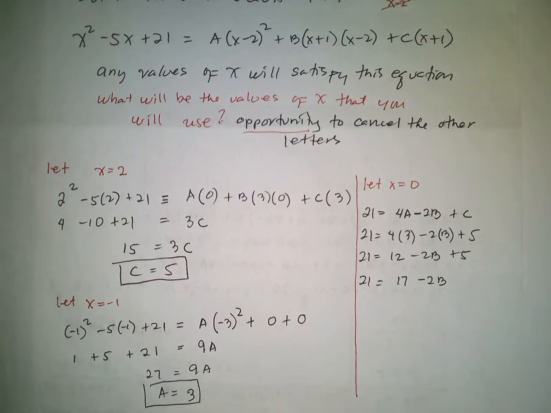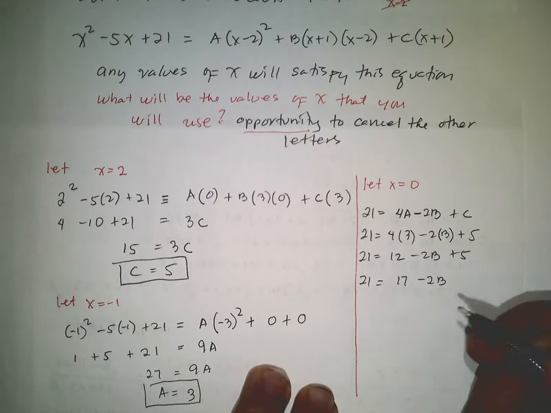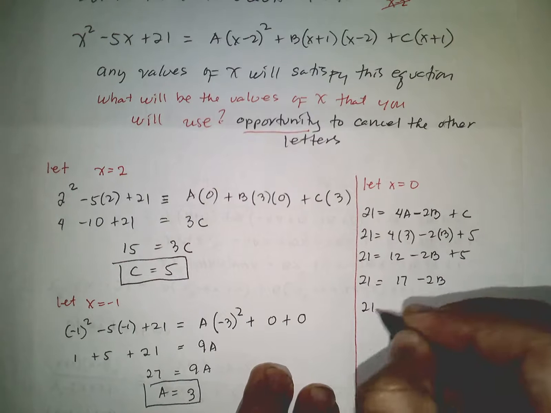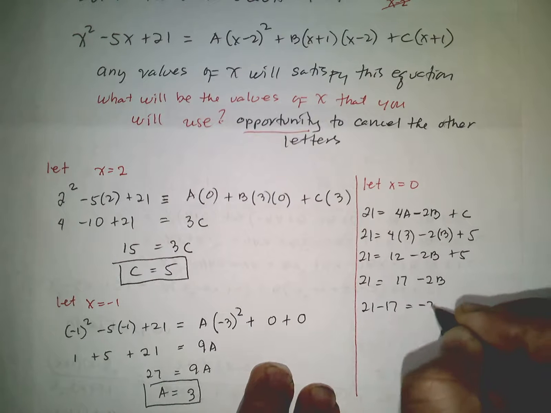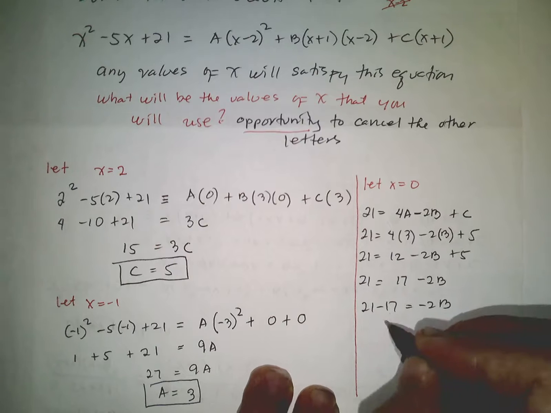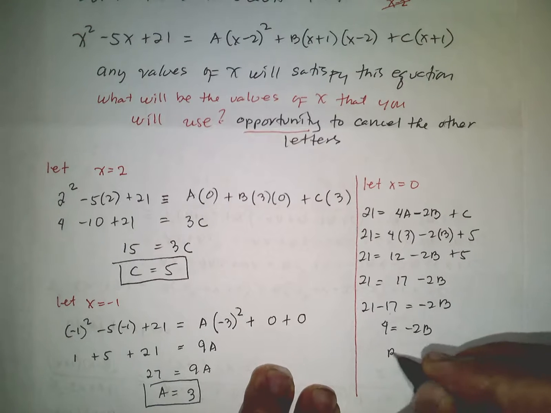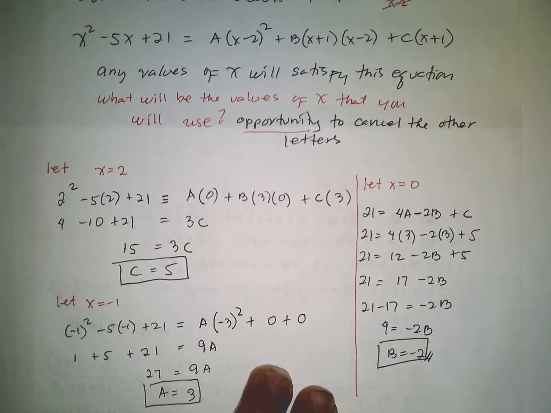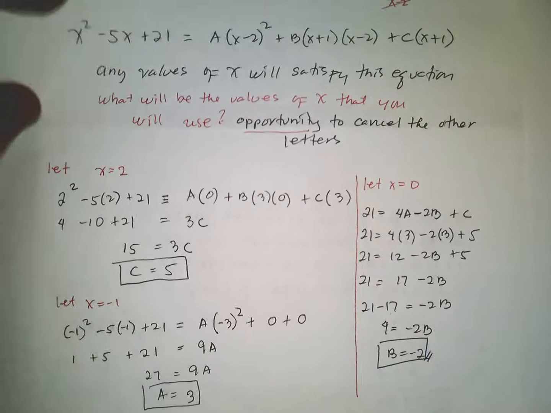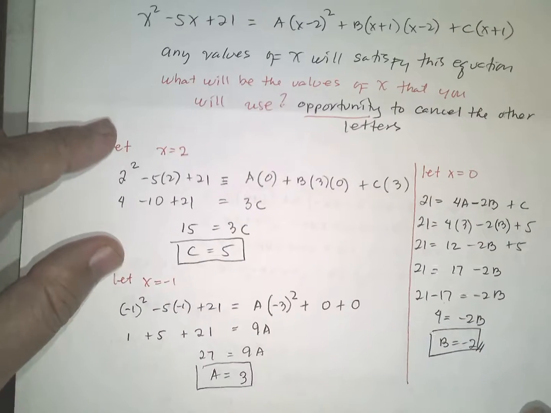Alright, so therefore, what does it mean? 21 minus 17 equals -2b. So this is what? 4 equals -2b. So this gives us b as -2. So that is now our final answer for b. I think I need to use another sheet of paper.